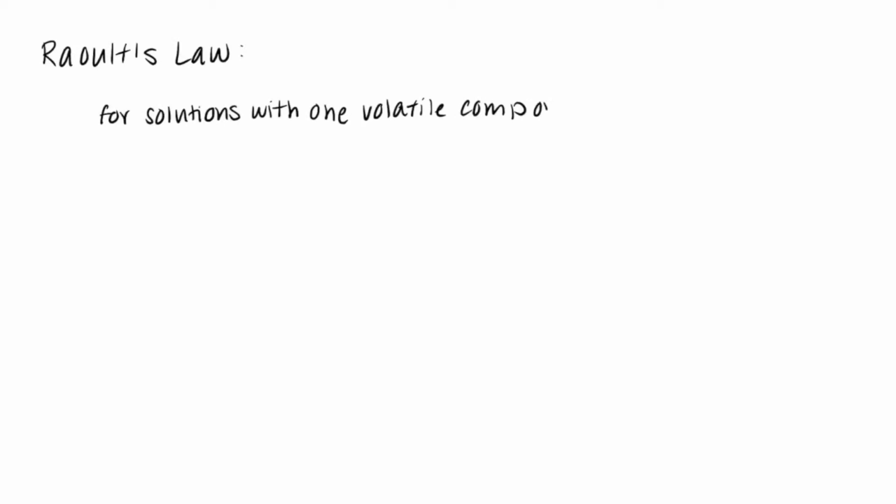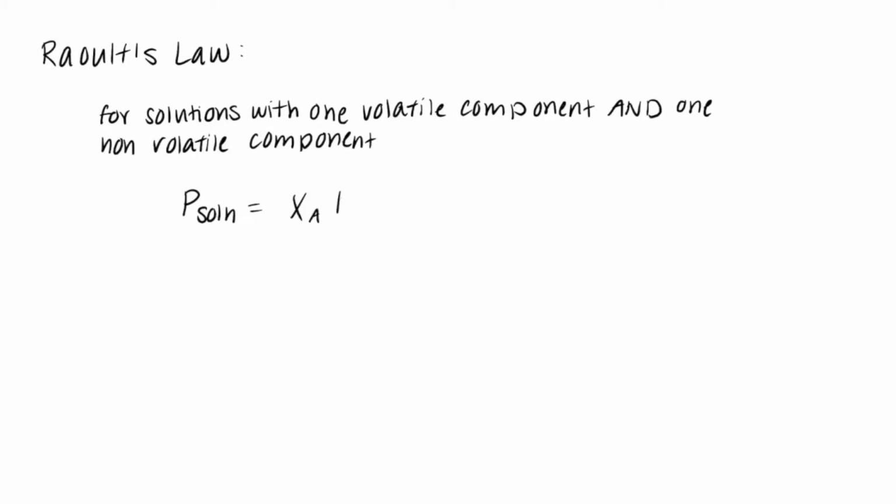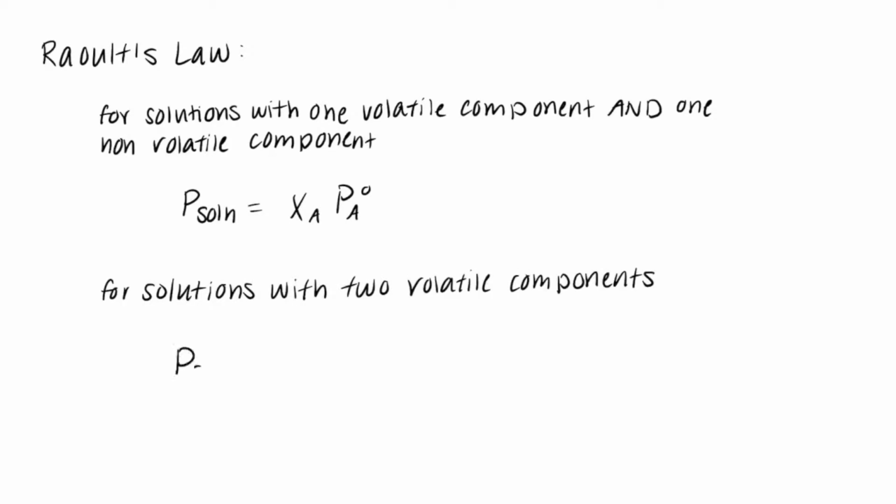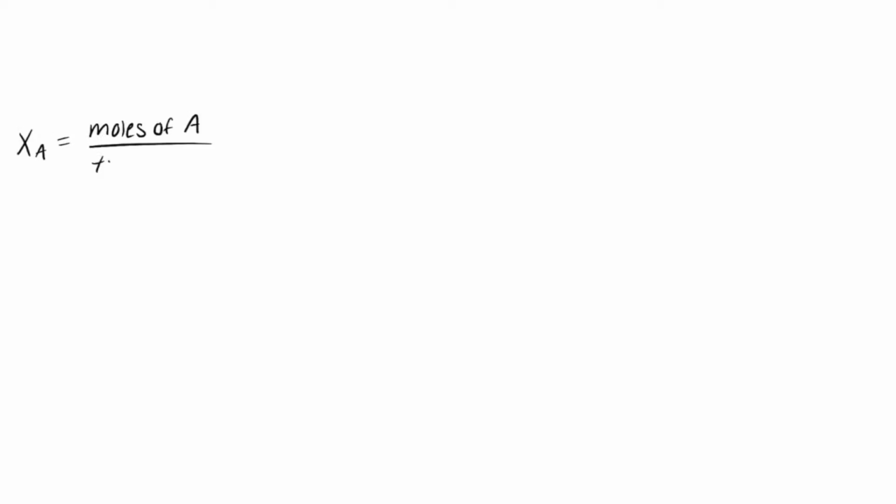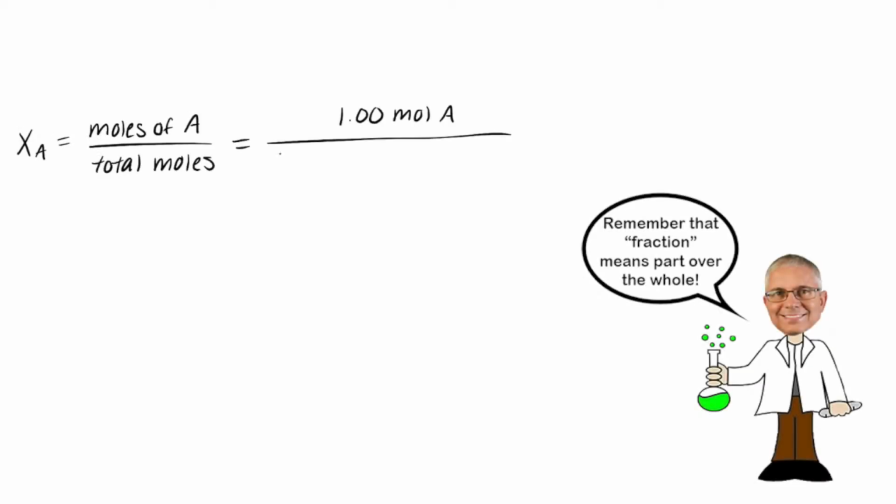Raoult's law states that the VP of solution equals the mole fraction of A times the vapor pressure of pure A, if we have a volatile and a non-volatile component. Since we have 2 volatile components, the equation is P of solution equals XP pure A plus XP pure B, where we represent X as the mole fraction, which we'll have to calculate for both A and B. To do this, we divide the moles of A by the moles of solution, and do the same for B.